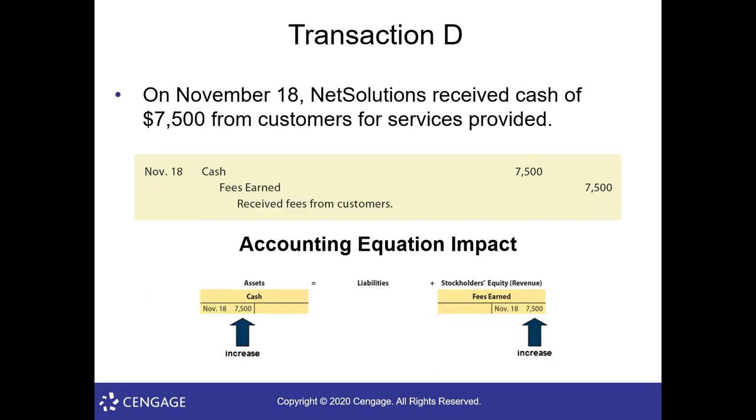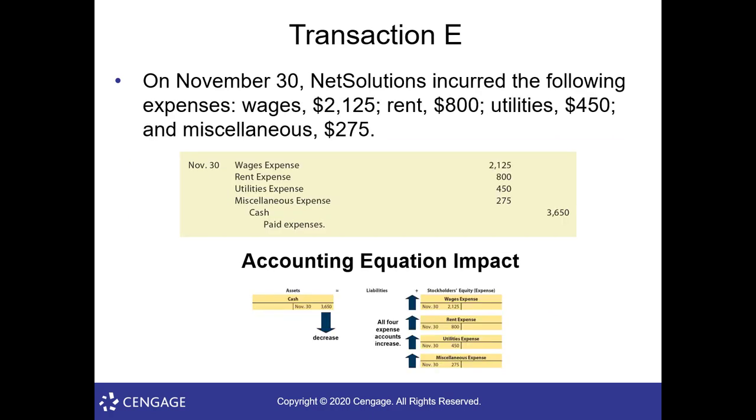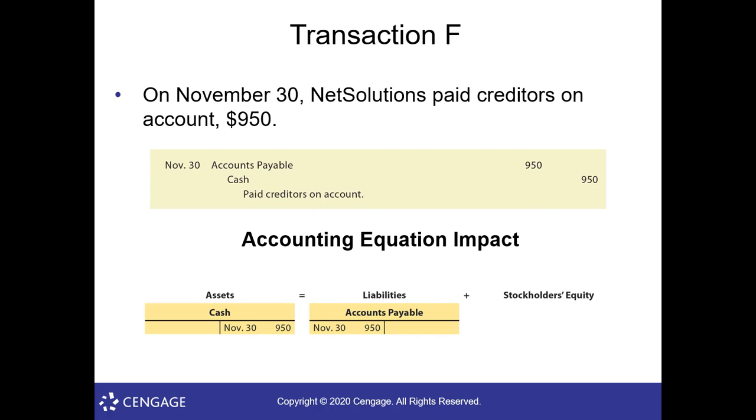We then received the $7,500 in exchange for services provided to customers. So that's an increase in revenue, which increases net income, increasing retained earnings, which is a stockholders' equity account. Then we paid our wages, rent, and utilities, as well as miscellaneous. Those were the four, and that totaled the $3,600 decrease to cash, increasing each of those 4 expense accounts. Then we made our partial payment to the creditors for the supplies that we bought on account.